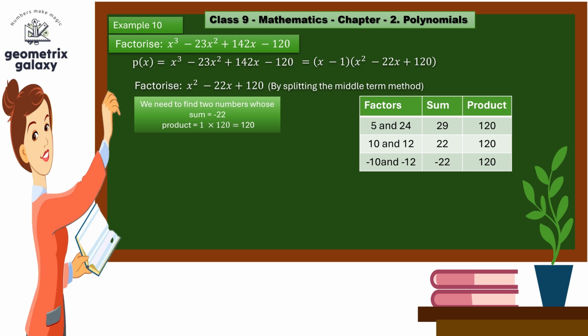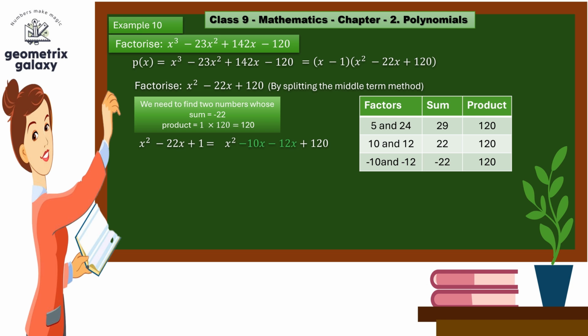So we will check for another factor, 10 and 12. Here if I add, I am getting plus 22, and if I do the product, I get 120. I need minus 22 as the sum and the product as 120. So I will try with minus 10 and minus 12. If I add, I am getting minus 22, and if I do the product of minus 10 and minus 12, I'll get plus 120. So I can split the middle term minus 22x as minus 10x and minus 12x.